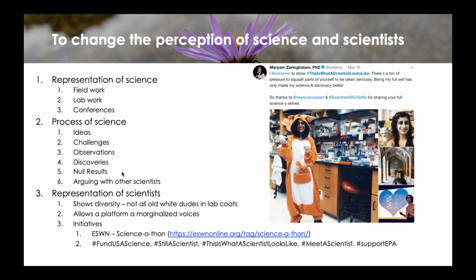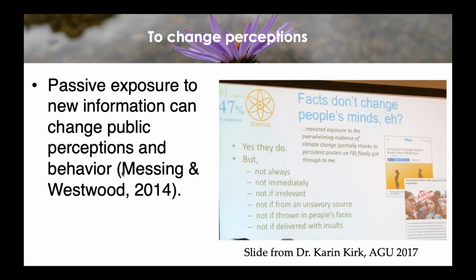Social media, of course, allows a platform for marginalized voices. And as 500 Women Scientists, we always want to make sure that we are giving amplification to people that are doing excellent scholarship, and particularly to underrepresented groups that may not have a voice and a platform in other places. It allows us to push different initiatives. As 500 Women Scientists, we've done a lot of things like Fund USA Science, support EPA, Meet a Scientist, trying to change the idea of what a scientist looks like, and also trying to support organizations and causes that are important to our mission. There's other organizations out there like ESWN that are doing great things, and so we can also support other platforms and our partner organizations.